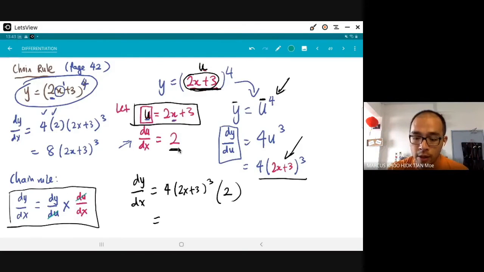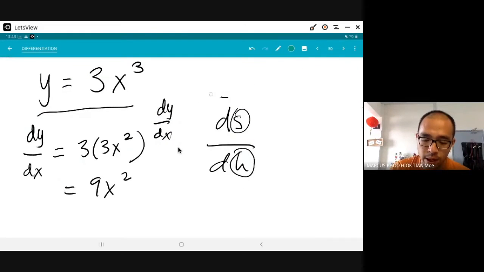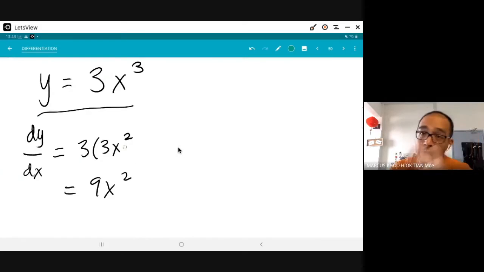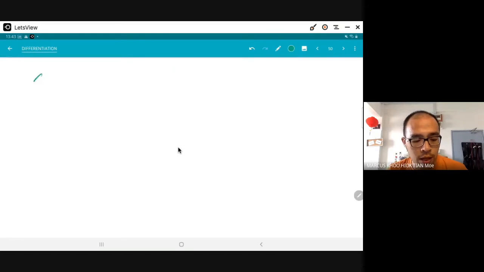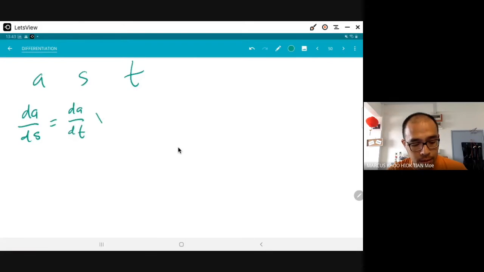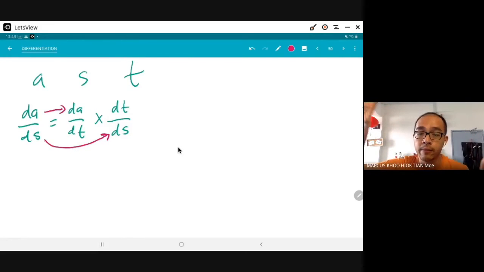Actually if we have 2 hours, I can do this one, but since I only have 1 hour, the chain rule can work with any letters. Let's say, for example, everybody give me a chain rule with the letters A, S, and T. I can form at least 3 chain rules. For example, dA ds will be dA dt times dt ds. Notice that my dA is on top and my ds is at the bottom, and then dt and dt I put at the right and left, top right and bottom left.